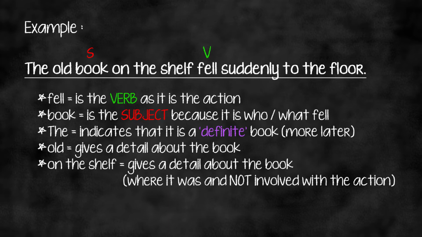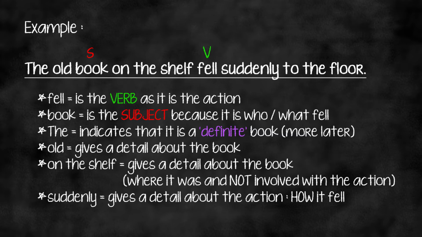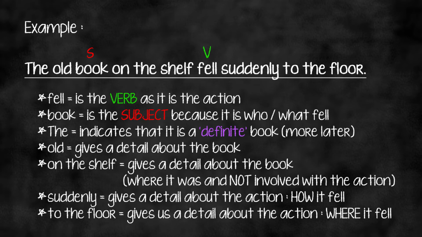On the shelf gives a detail or information about the book, where the book was and not where the book fell. So on the shelf gives us information about the book. It modifies the subject. Suddenly gives a detail about the action. How it fell. It fell suddenly. To the floor gives us a detail about the action, where it fell.